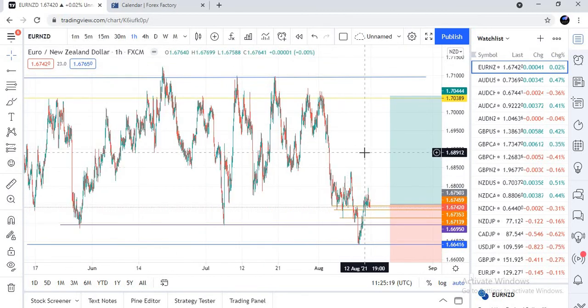So I think that is that for all the analysis that we have for this week. If you want to know how we will be dropping these signals, you can click the link in the description to join our Telegram channel, because that's where we'll be sharing these signals.